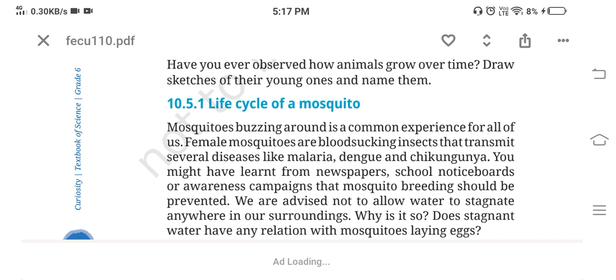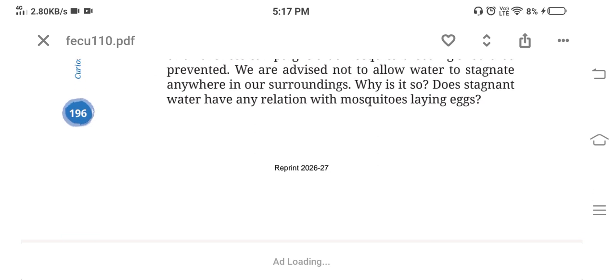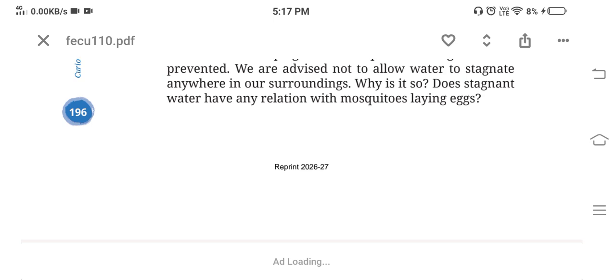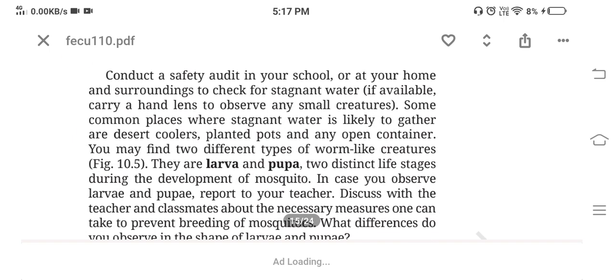Why is it so? Does stagnant water have any relation with mosquito breeding? Conduct a safety audit in your school, at your home or surroundings to check for stagnant water. If available, carry a hand lens to observe any small creatures.